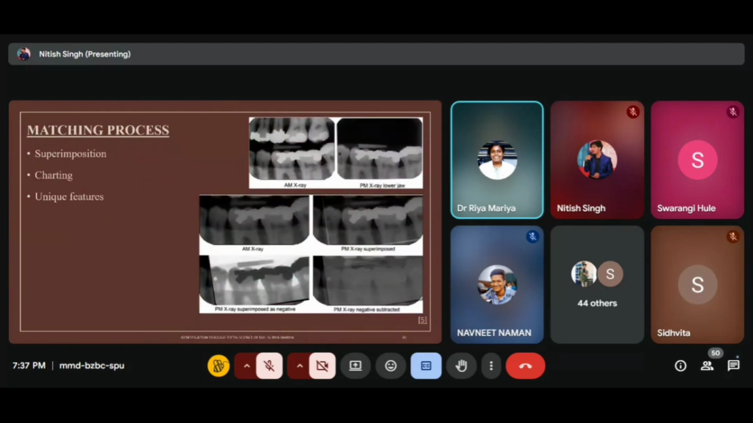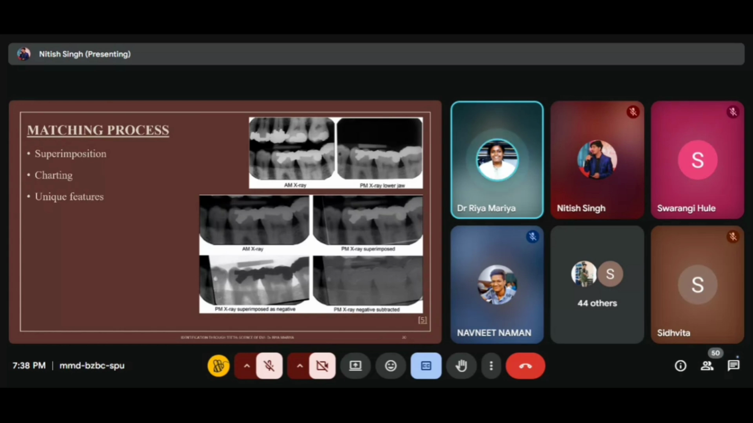Matching process. This is quite an interesting part. The matching involves superimposition, charting, and unique features. Like superimposition, I've shown the picture. The antemortem X-ray is the first one. Just focus on the first picture: we can see the antemortem X-ray contains both the upper and lower jaw, and the postmortem X-ray is only present for the lower teeth.